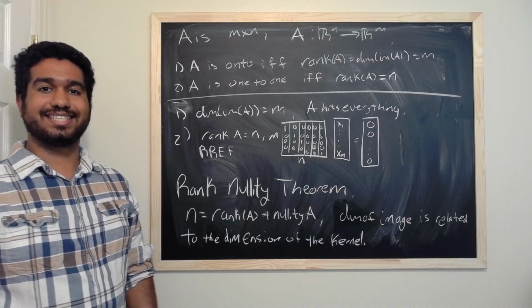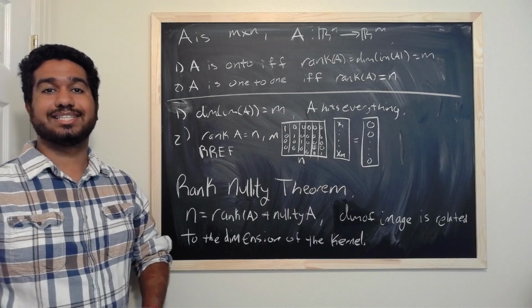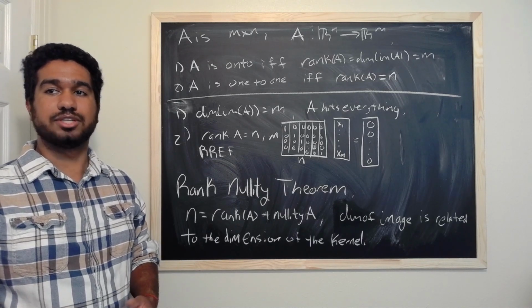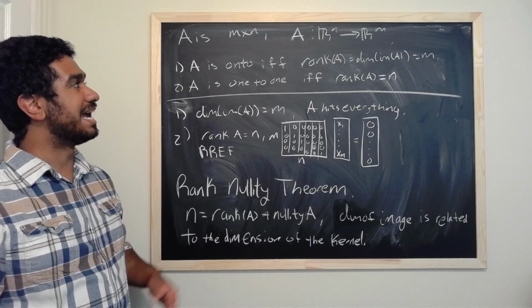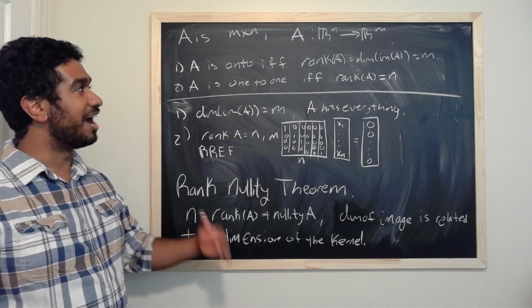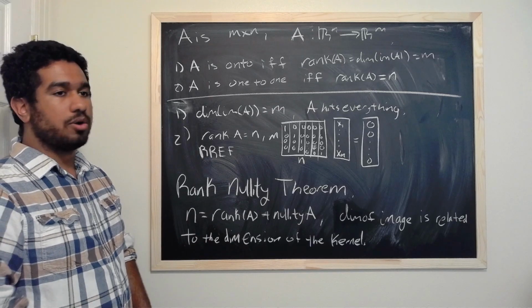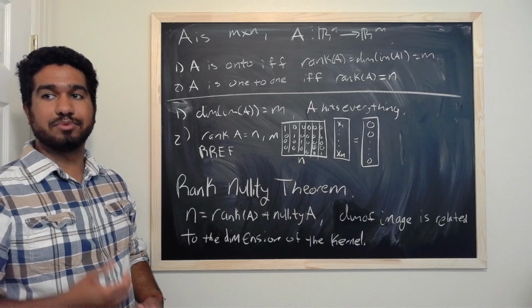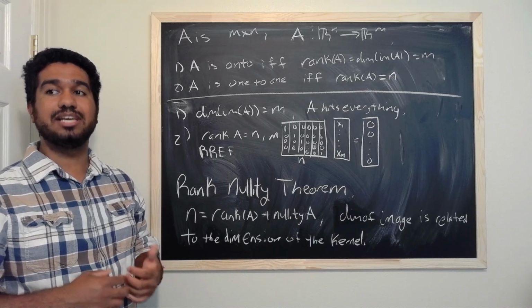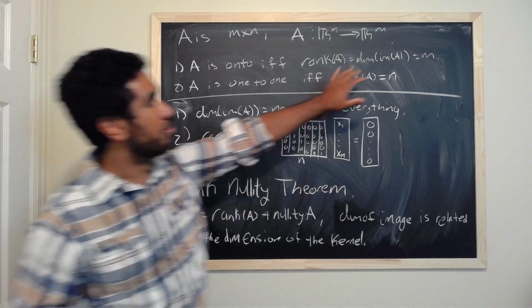We have more ways to check if a matrix transformation is one-to-one or onto. Here, A is our matrix, it is m by n, so it is going from Rn into Rm. We have that A is onto if and only if the rank of A, which is the dimension of the image of A, is equal to m, this m over here.